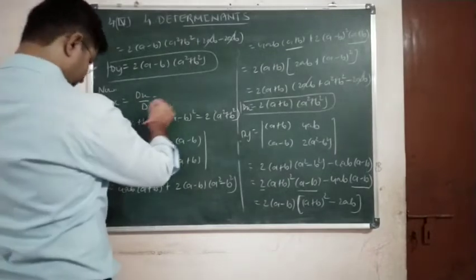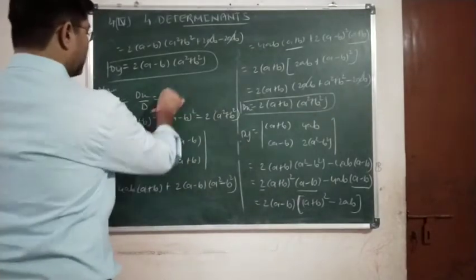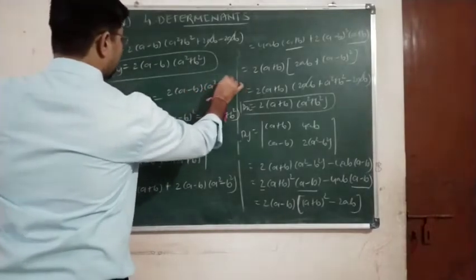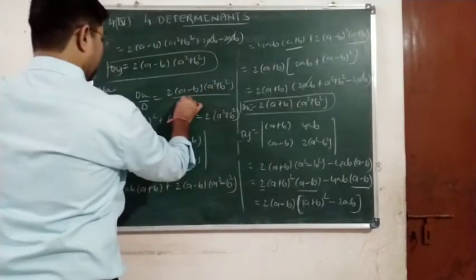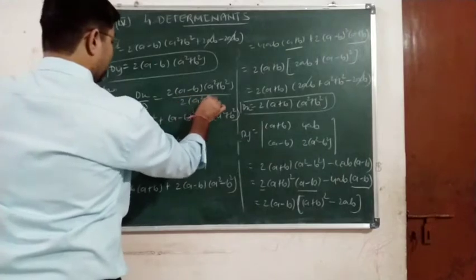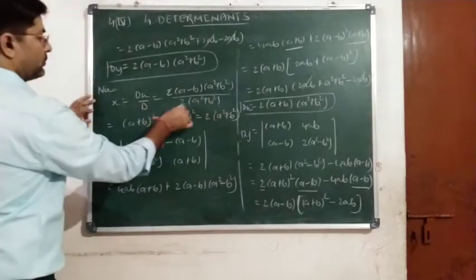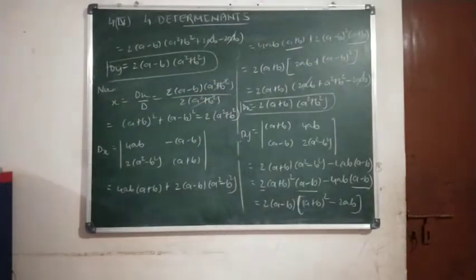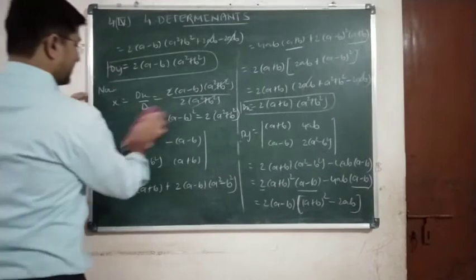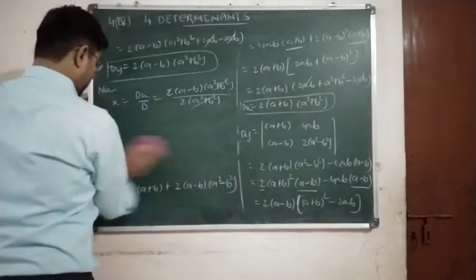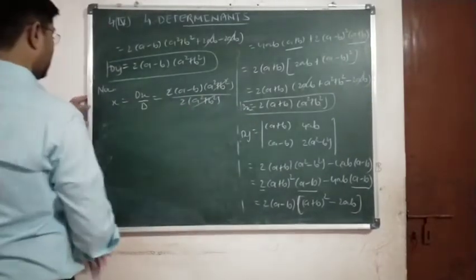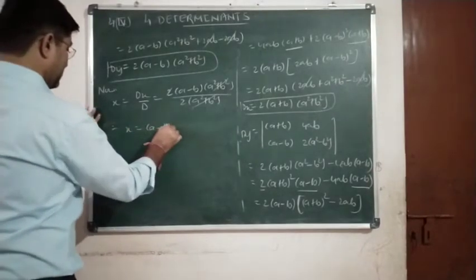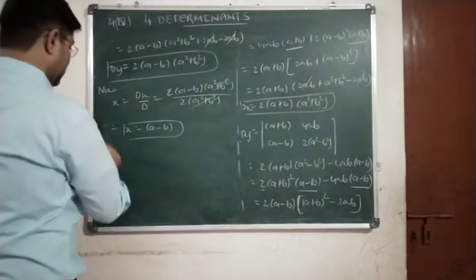So dx is 2 into (a minus b) into (a square plus b square), and D is 2 into (a square plus b square). So the 2 and the bracket a square plus b square will get cancelled. We are left with a minus b, and therefore the value of x is a minus b. Clear? Therefore the value of x is a minus b.